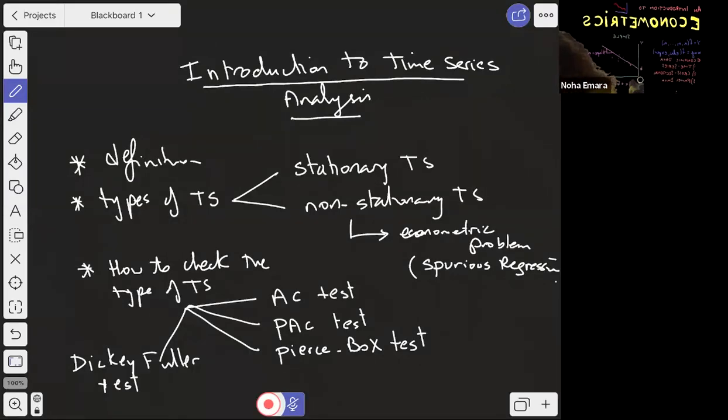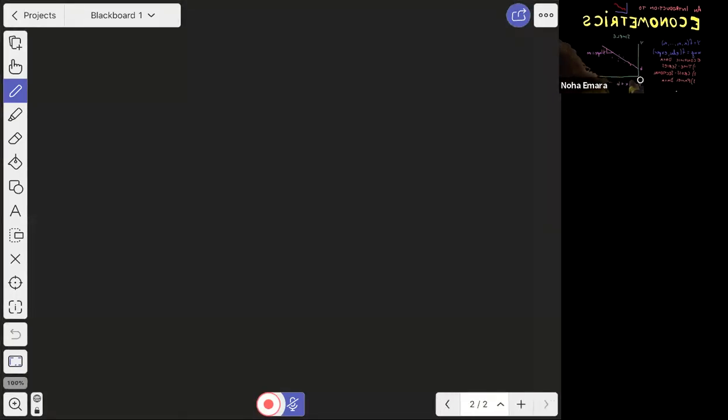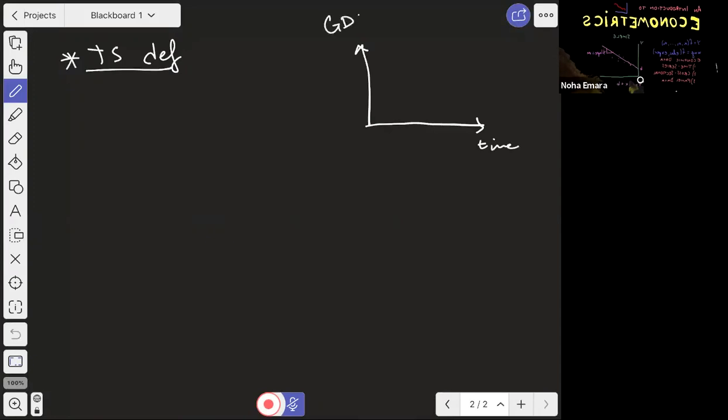So let's start. You already know a time series is like, so what is the time series definition? A time series is like any variable over time. So this is time, and this is, let's say, GDP. If I'm trying to graph GDP from 1990, 1995, 2000, 2005, any year, and look at how the GDP is going over time, and these are the different values of GDP, let's say in millions of dollars, this is a time series.